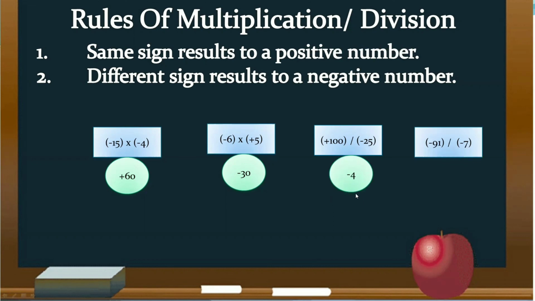And then the fourth and last example is negative 91 divided by negative 7. The two integers have the same sign. So meaning to say the result or the answer here will be positive. 91 divided by 7 is 13. So the answer here is negative 13.